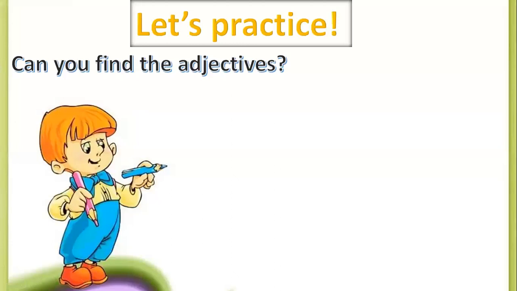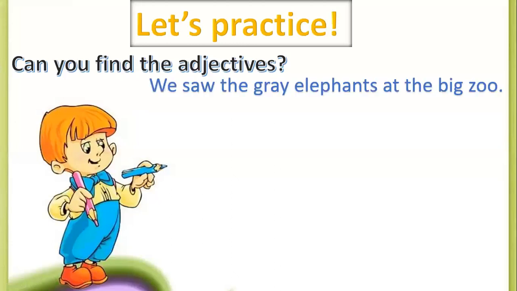So can you find the adjectives? I'll give one sentence. The first one I'll do with you, the remaining you will do, okay? So what do we have to do first? First you have to find the nouns. Where are the nouns in this sentence? Elephants, good. Next, zoo. Okay, good.